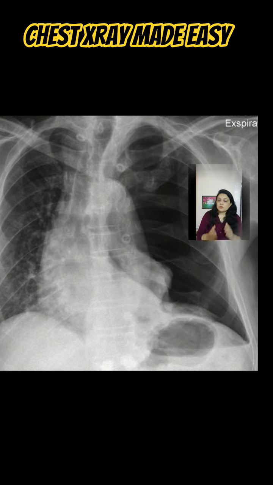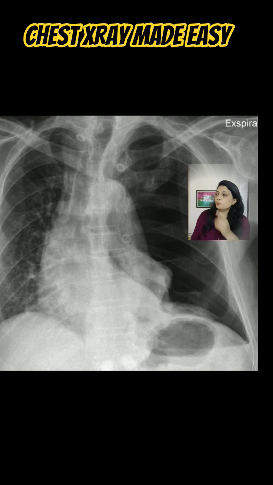So how do you treat the tension pneumothorax? It will be treated by needle decompression or cut open, right? So this is about this pneumothorax. So next on the list is pleural effusion.